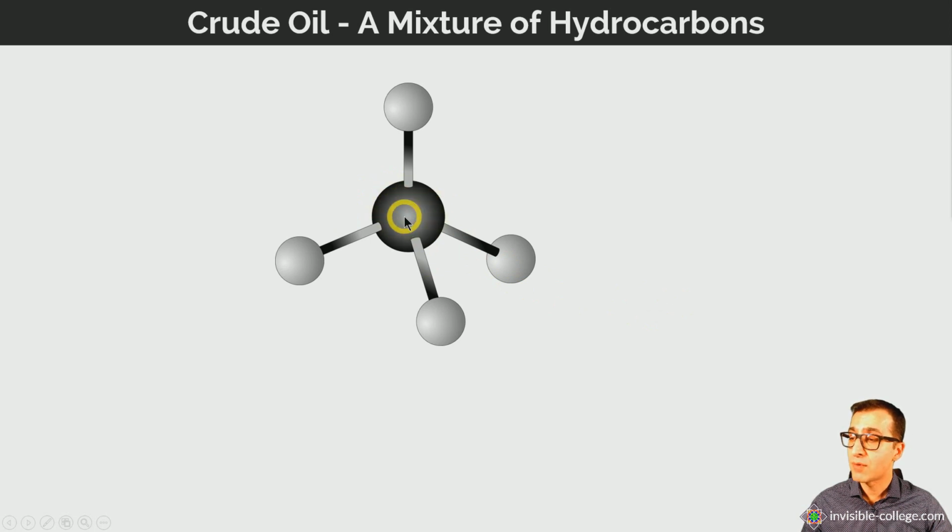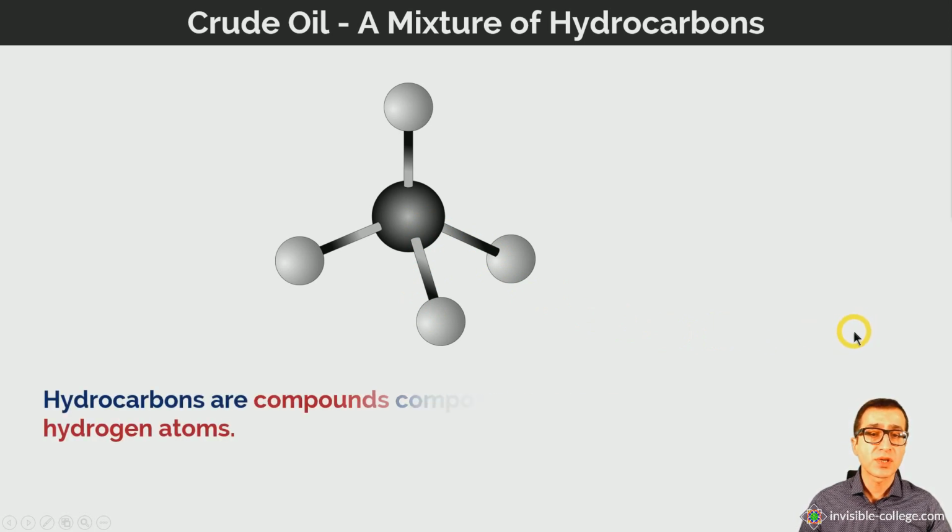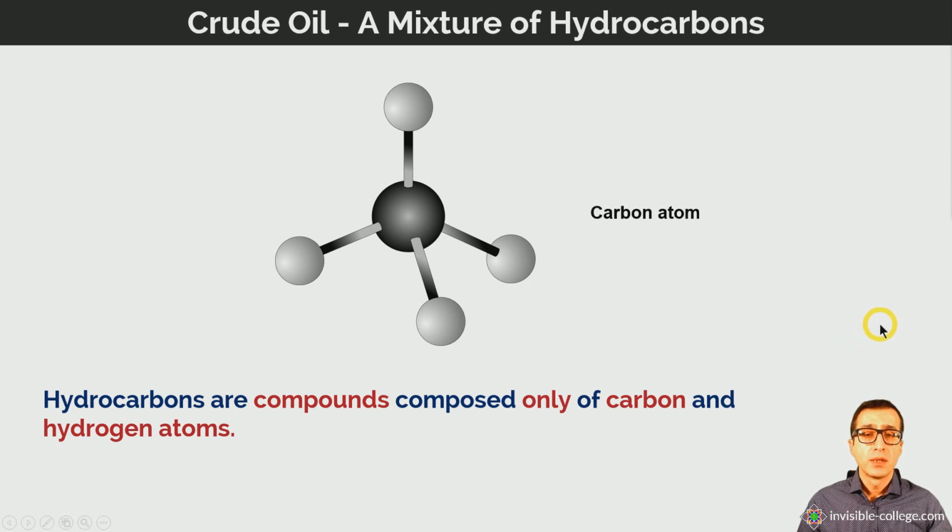The black atom here represents the atom of carbon, and we have 4 atoms of hydrogen chemically bonded to that single atom of carbon by single covalent chemical bonds. So hydrocarbons are compounds composed only of carbon and hydrogen. So here we can see methane, a ball and stick model.